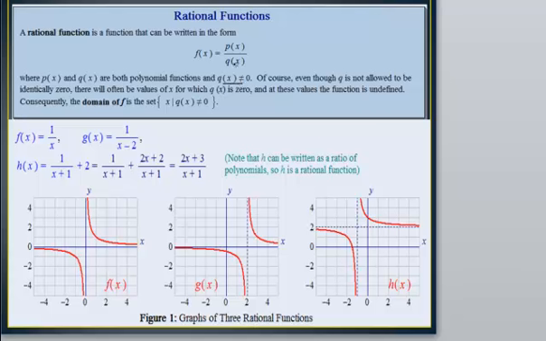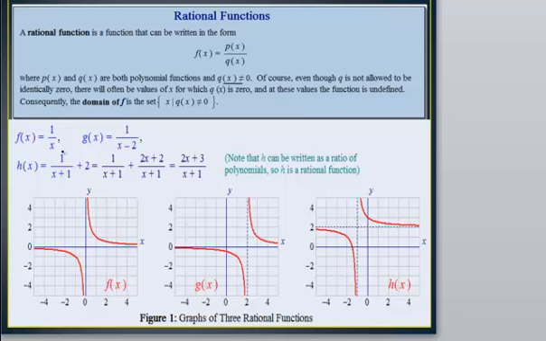However, there are values that could make that denominator 0, and if that happens, we will get something that's called an asymptote. We're going to be talking about that a little bit later. The domain of this particular function would pretty much be everything except those values that make the denominator 0.